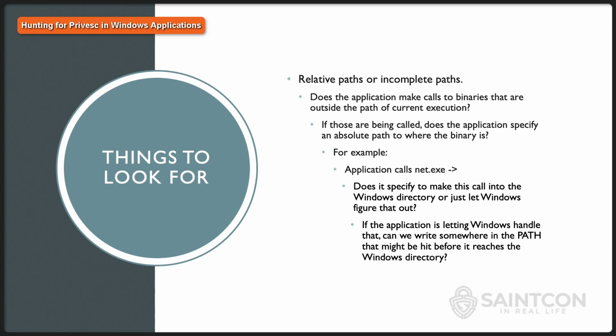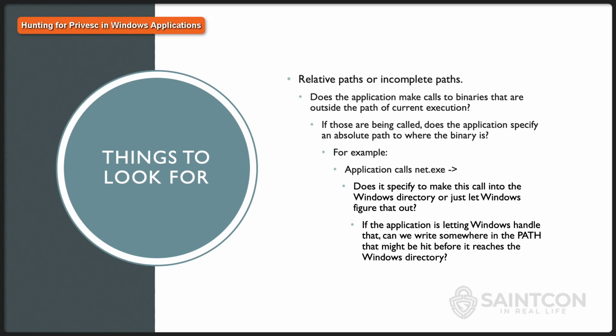Now, relative paths or incomplete paths. I talked a little bit about this, but let's dig into it. If the application makes a call to a binary and lets Windows figure out the path, then you can hopefully inject yourself somewhere in that path. The Windows search path, I don't know that it's changed in a long time. I didn't look to see if it's changed. I know it's been the same from XP all the way through 10, that it's always going to start in the location of the running application. So if we can write to the location of the running application or somewhere in the call tree that Windows will follow, then we can inject ourselves into the process.